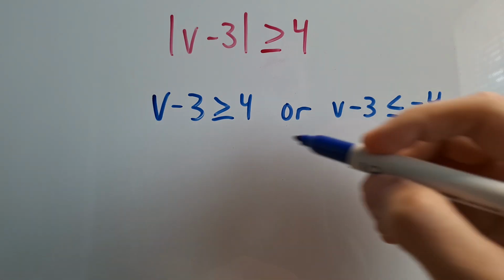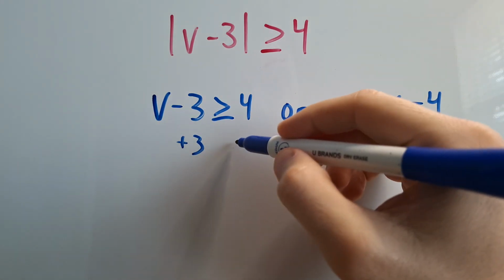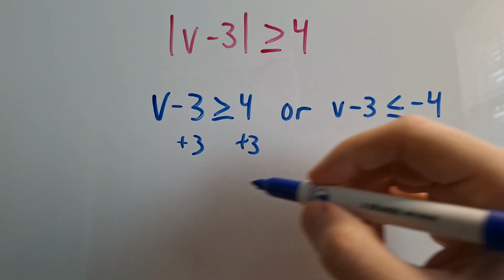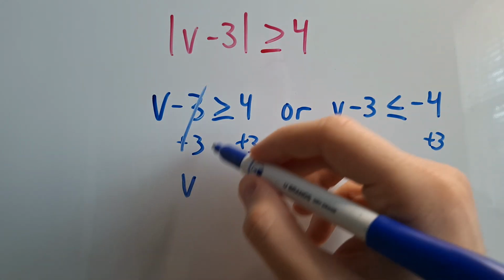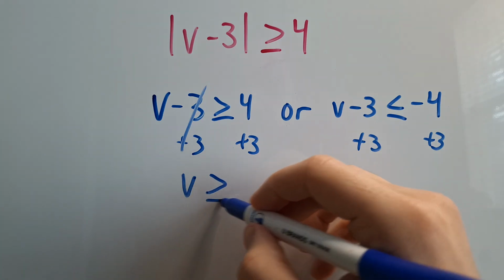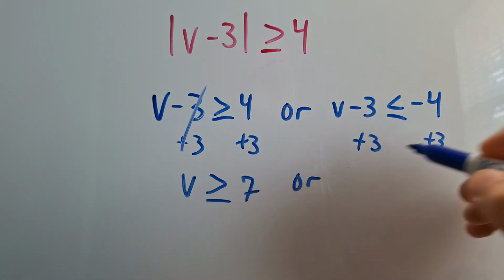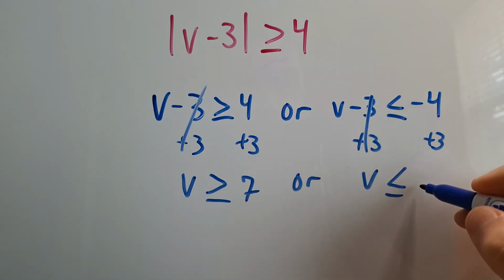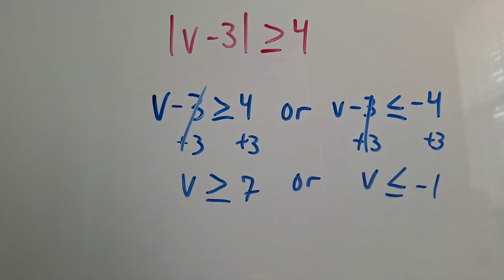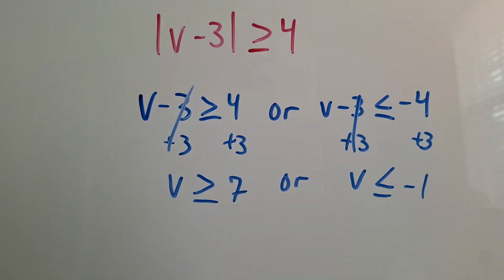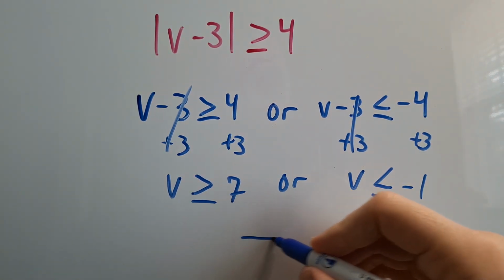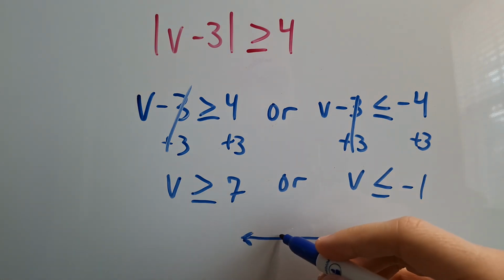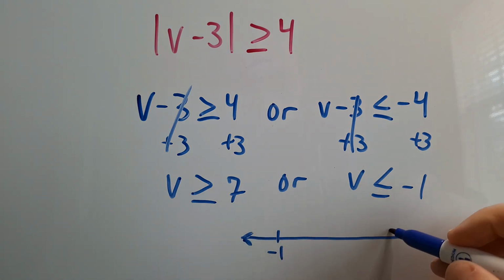So let's go ahead and solve this. We add 3. So I have v is greater than or equal to 7, or v is less than or equal to -1. How this looks on a number line, I'll draw a -1 right here, and I'll put 7 up here.